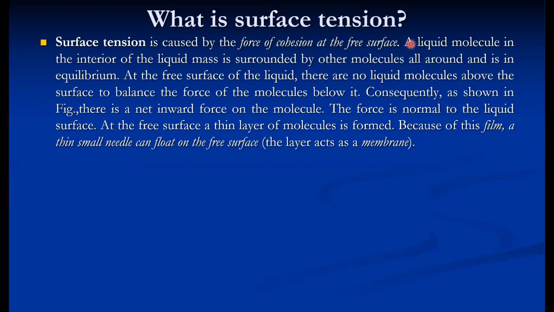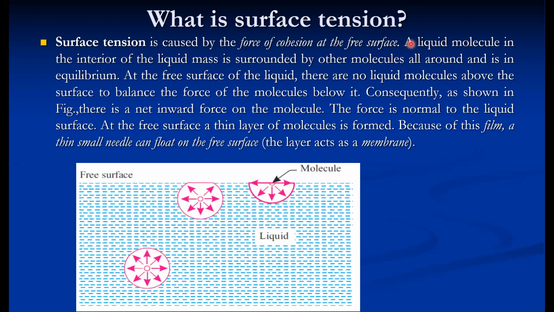Surface tension is mainly because of cohesion. Cohesion means the intermolecular attraction between the molecules of the same liquid. If we consider the free liquid surface, a molecule at the interior of the liquid mass is surrounded by other molecules all around and is in equilibrium, because the molecule is equally attracted from all sides. So the molecule is in equilibrium.